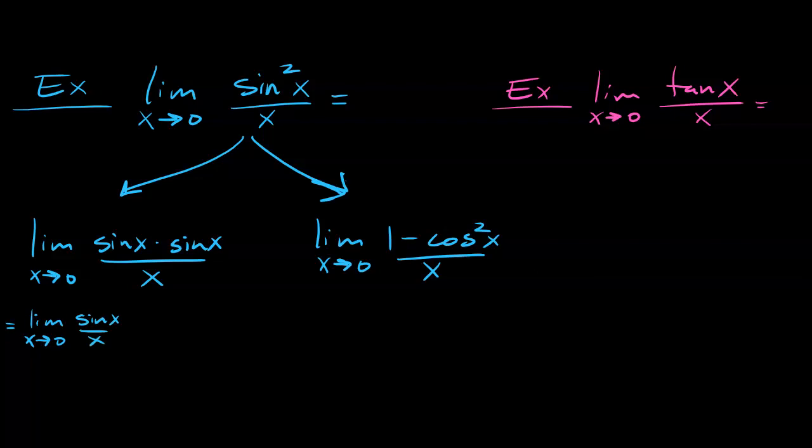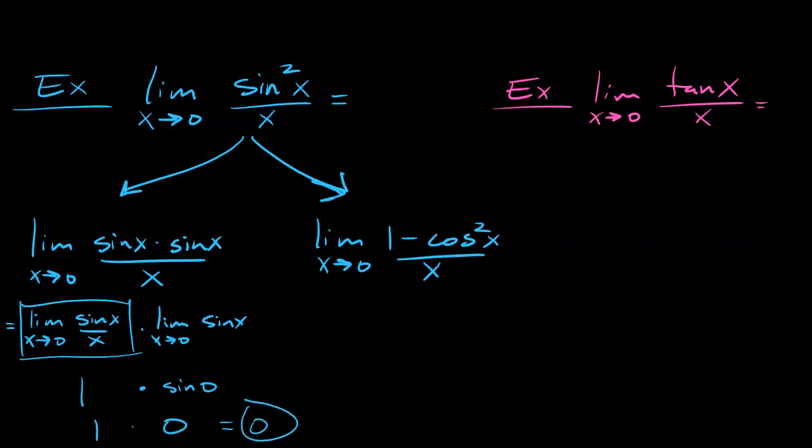Sine of x over x, and sine of x. Because the property says we can split it apart. This first one, the answer is 1. The second one, we can plug in 0, which is 0. So your answer is 0. I always hate when the answer is 0 because it feels like you do a lot of work and it answers nothing.